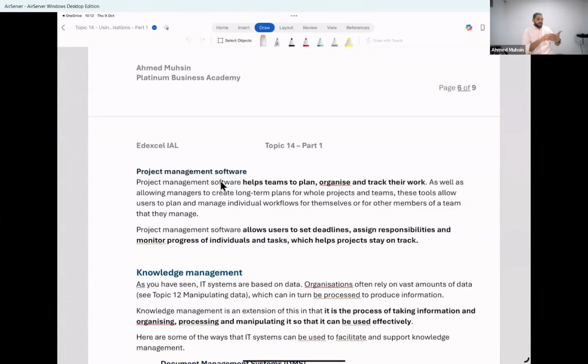So as a manager, I can just look at the software, look at the app, and see the situation of the project. Who has done their work, who has not done their work, what are we waiting for, what is missing, what needs to be done. All that information I can get on the app itself. You guys get it? Just check this video out, okay?